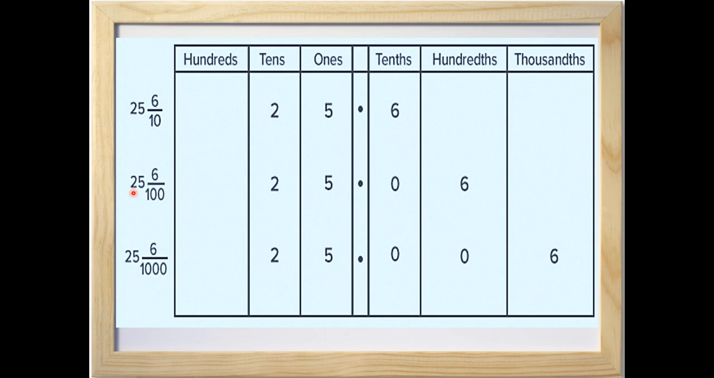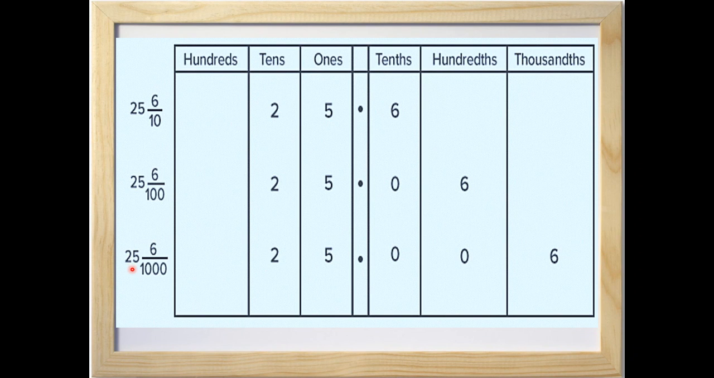Now for the second example, it is 25 6 by 100. Again 6 by 100, which is the fractional part, is a decimal fraction. So 25, which is the whole number part, will remain the same, and 6 by 100 can be written as 0.06. So 25 6 by 100 is written as 25.06.